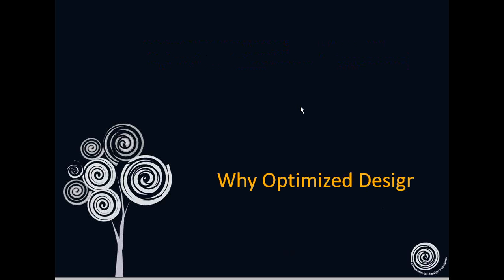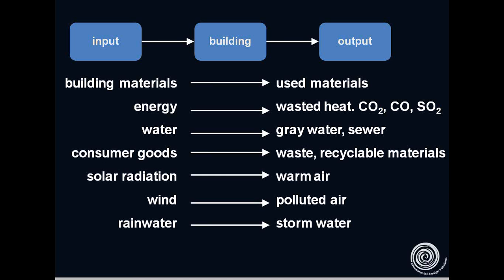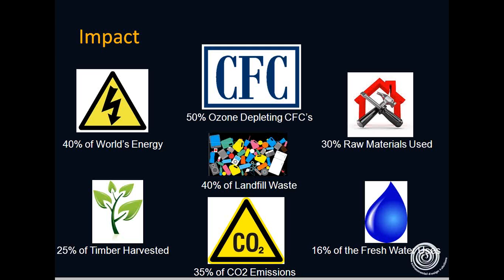Fresh potable water acts as an input and the output is grey or black water or sewage. Consumer goods to waste, recyclable materials, solar radiation to warm air, wind to polluted air, and rainwater to stormwater. So these are all inputs that are generally taken by the building, and on the left side is the output from the building. So the impact of this ecosystem is huge.